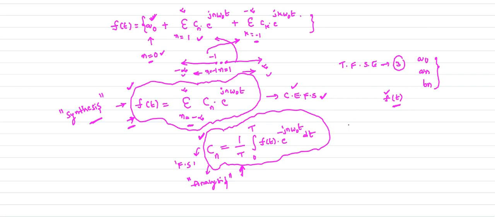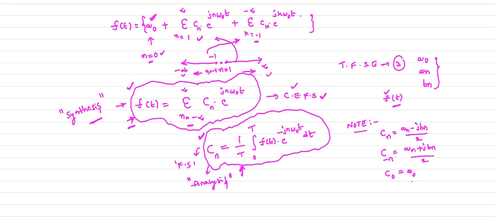So this is about the complex Fourier series expansion. Here you must take one note. In the process of derivation, you consider Cn equal to an minus jbn by 2. That is your Cn. So what is your C minus n? C minus n is an plus jbn by 2. So what is your C naught? Your C naught is nothing but a naught.